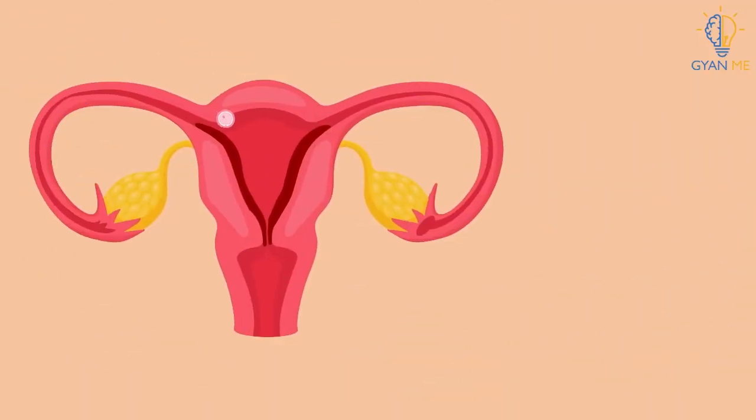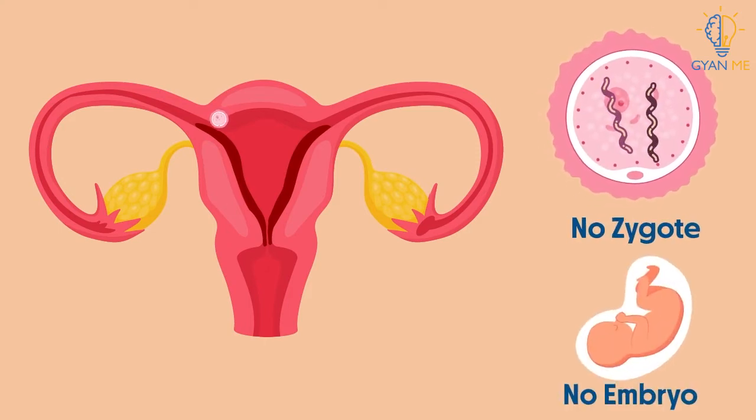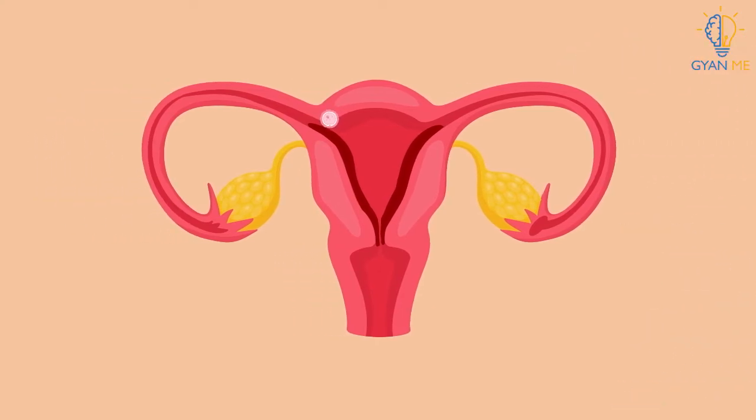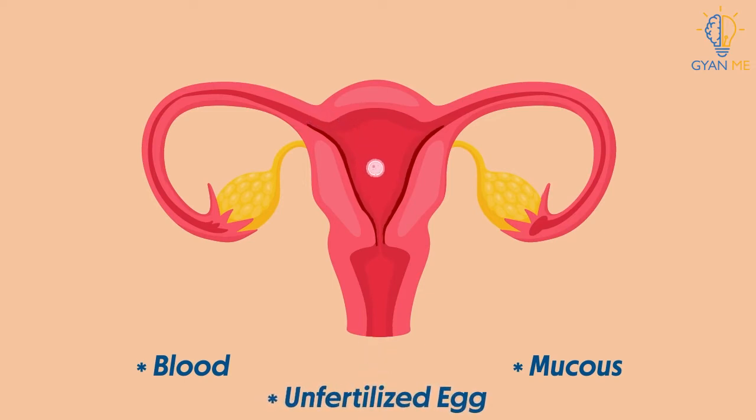But now if there is no fertilization, there will be no zygote and there will be no embryo and its implantation. And since there is no embryo for implantation now, this lining is not needed any longer in the uterus. So the lining slowly breaks and come out through the vagina as blood and mucus. Also, the unfertilized egg is discarded out of the body along with this blood.